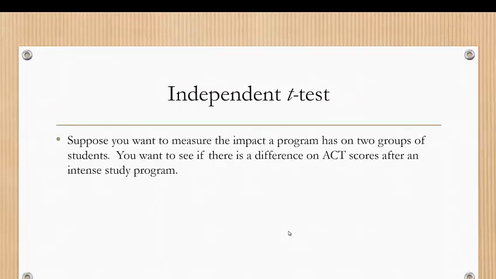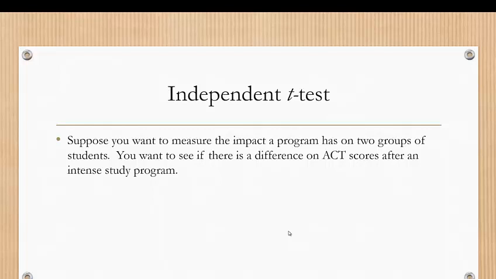So then our next test is the independent test. Okay, and we have two versions of the independent test, the pooled variance and the separate variance. And so that's what we need to examine now, which one do we want to use, the pooled variance or the separate variance.